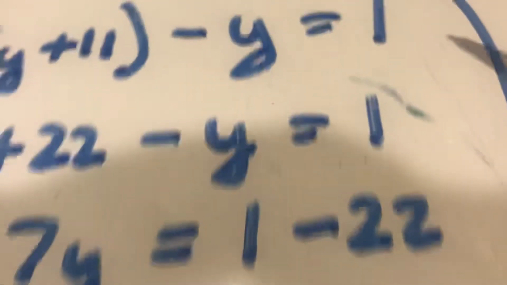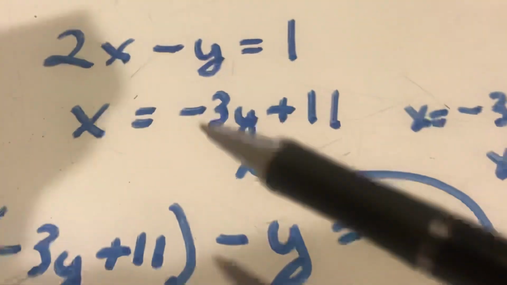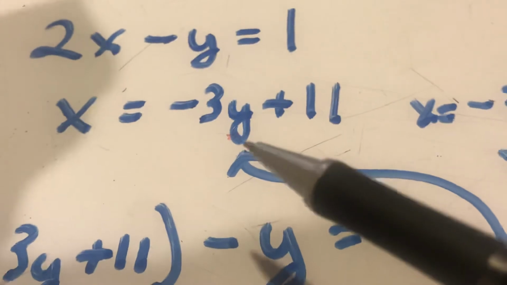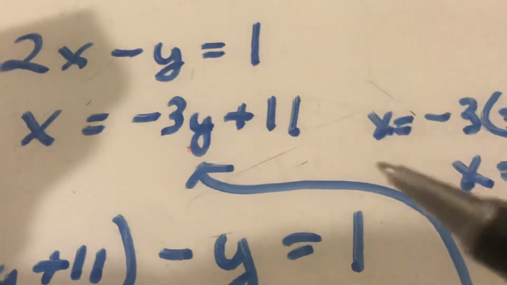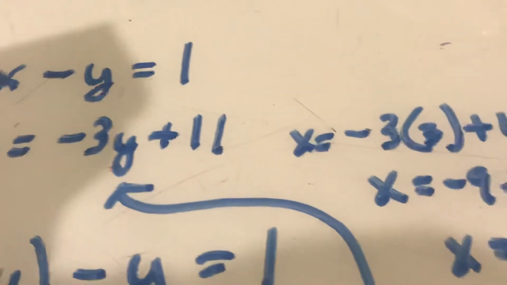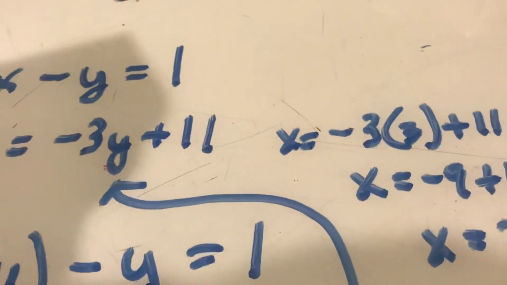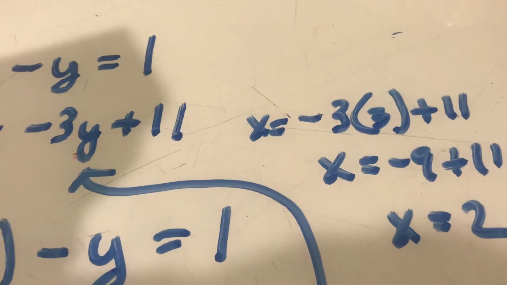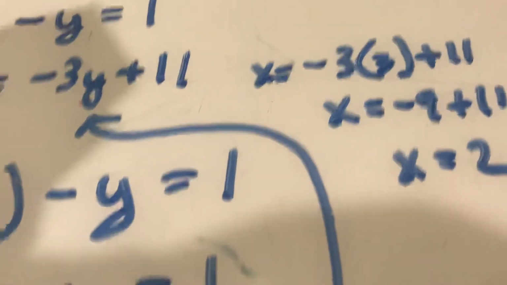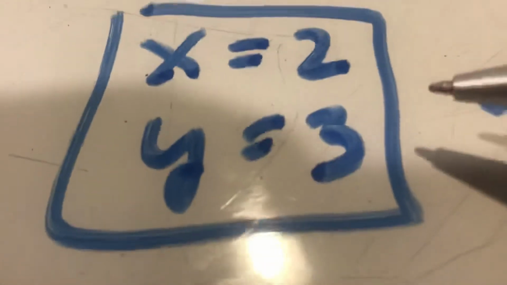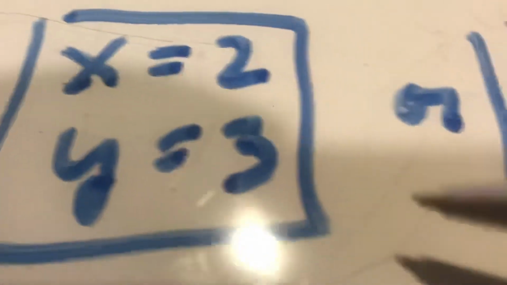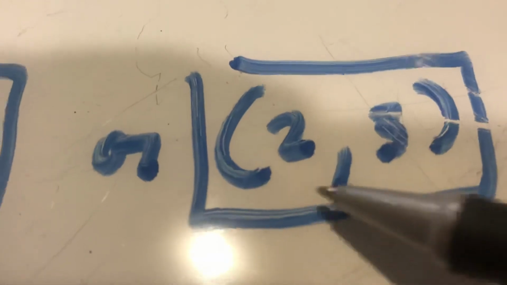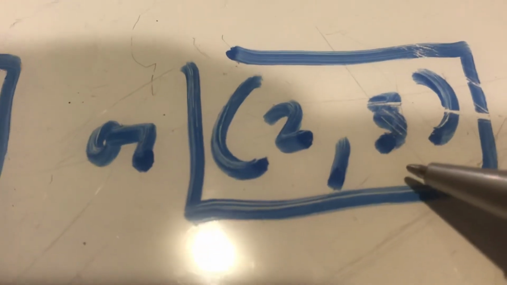So I go all the way back up to this one. See, x equals negative 3y plus 11. And since I know y equals 3, over here I do it. Instead of y, I write 3. So x equals negative 3 times 3 plus 11. X equals negative 9 plus 11. X equals 2. So my answer is x equals 2, y equals 3, or I can write it as an ordered pair, 2, 3. You always write the x value first, the y second. They go in alphabetical order.